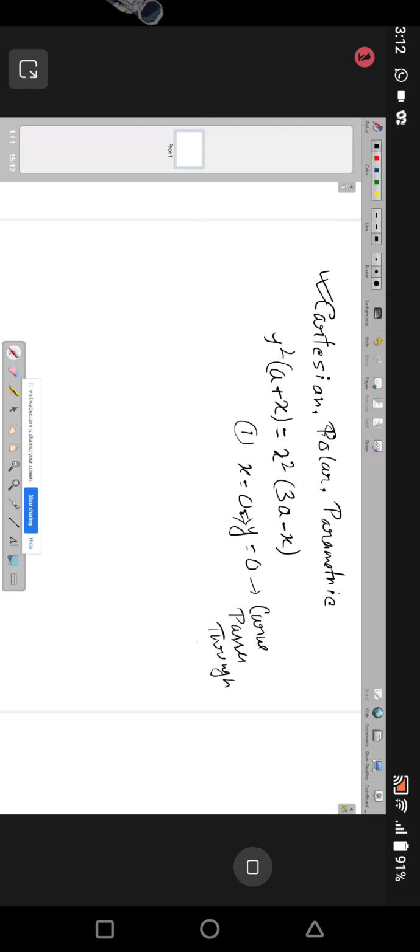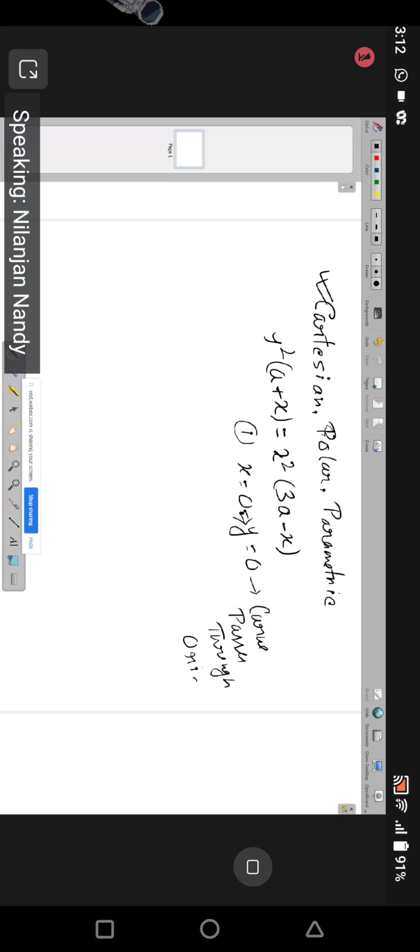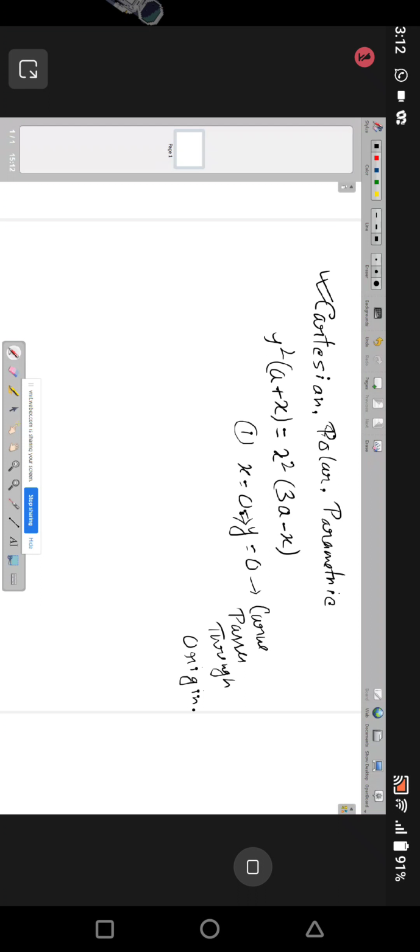This is the first point you have to observe, from which point the curve is passing. For that, you have to substitute x equals 0, and check whether you are getting y equal to 0 or not.